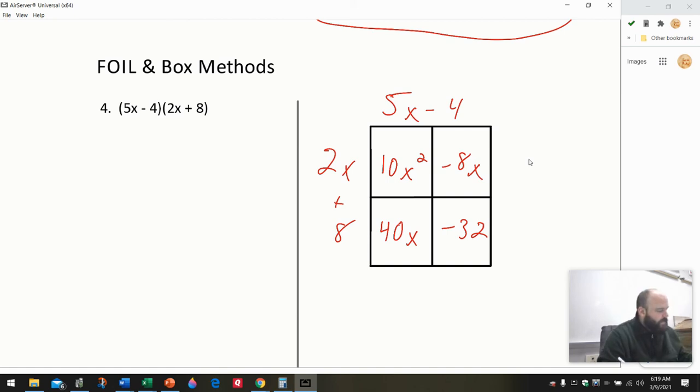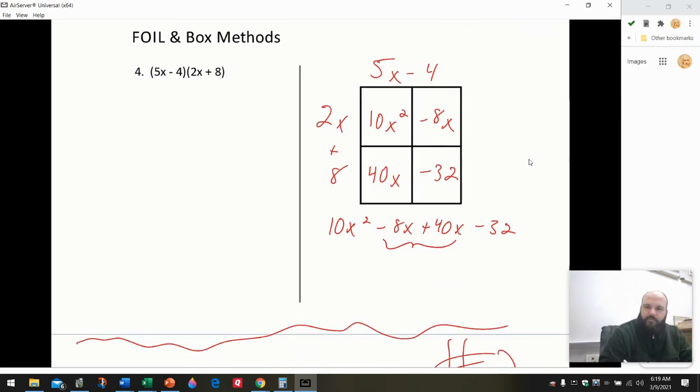And now, once I have that, I can rewrite my expression, 10x squared minus 8x plus 40x minus 32. The like terms are right here in the center when you order them. Negative 8 plus 40 is 32x. The rest just drops down. So we end up with 10x squared plus 32x minus 32.